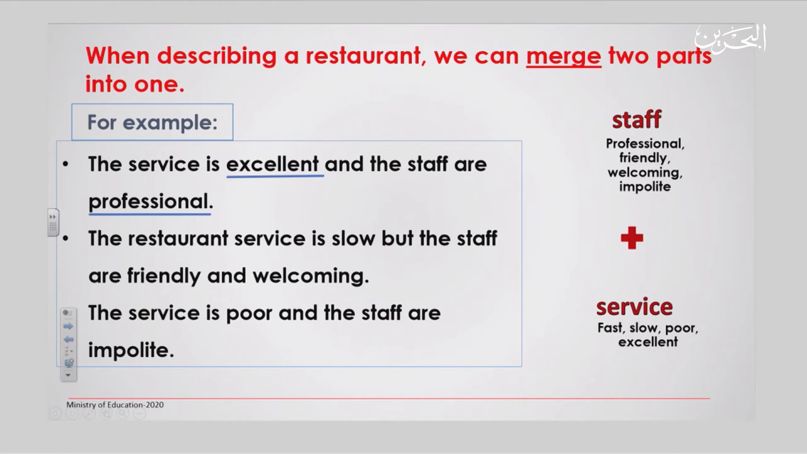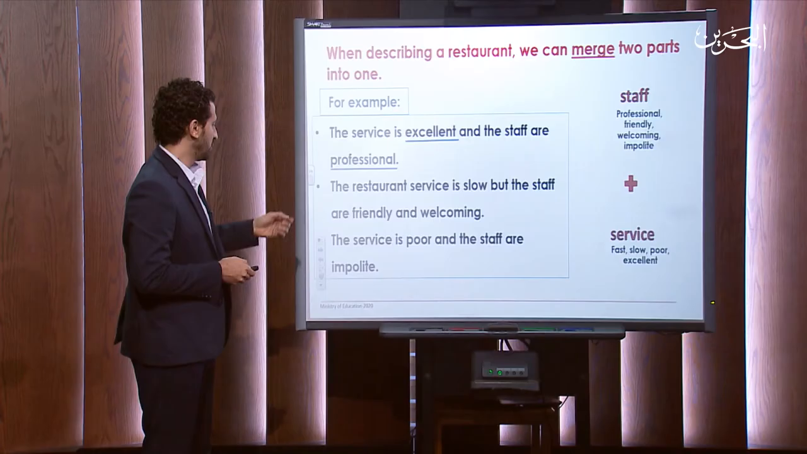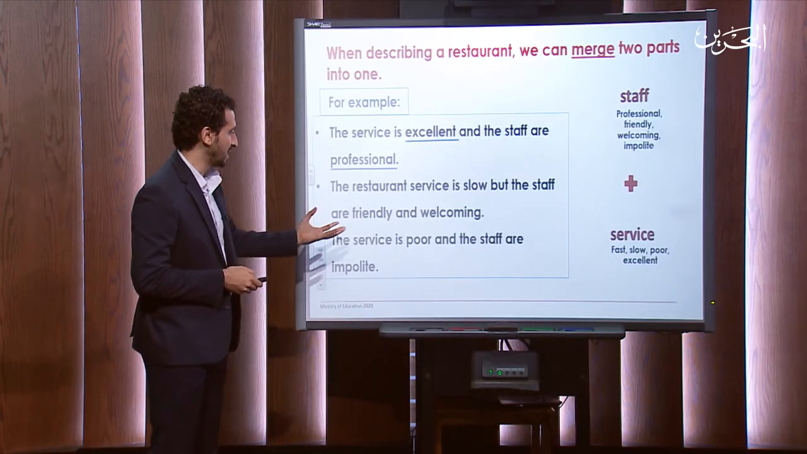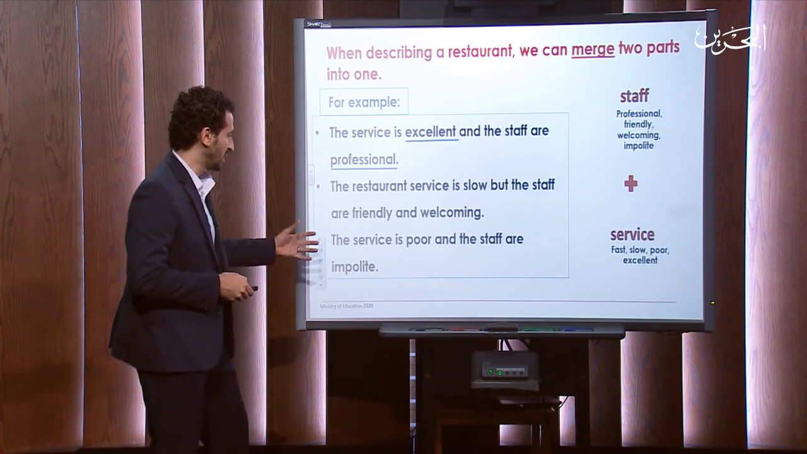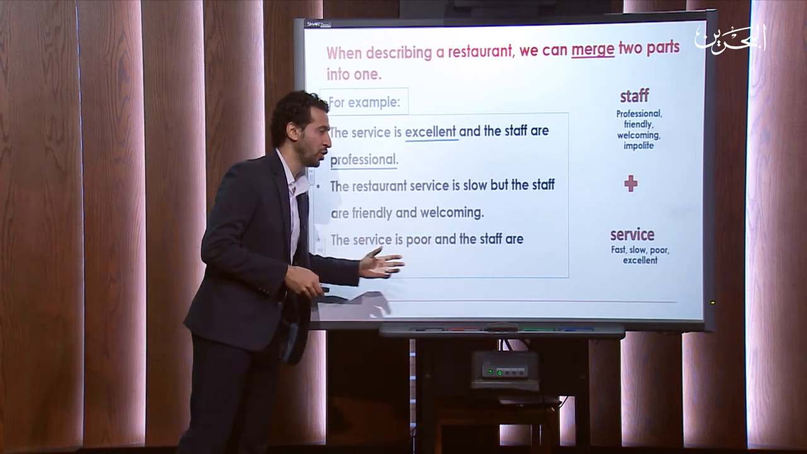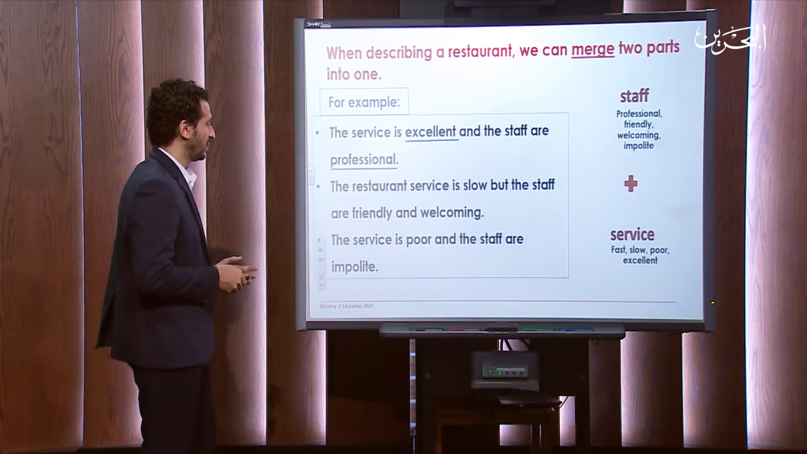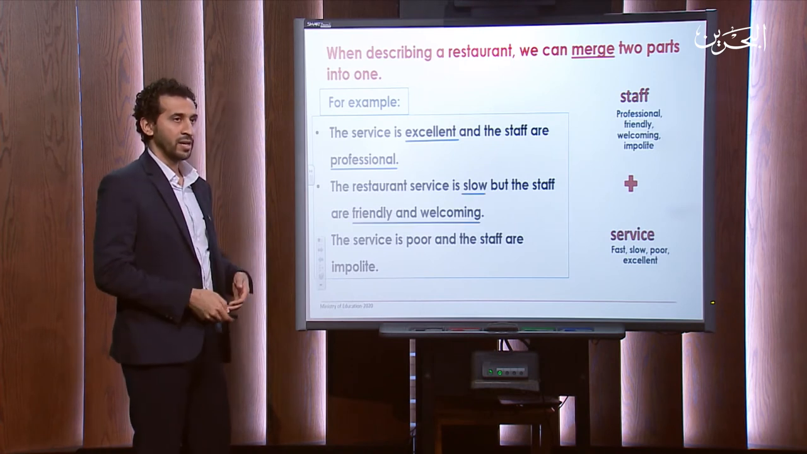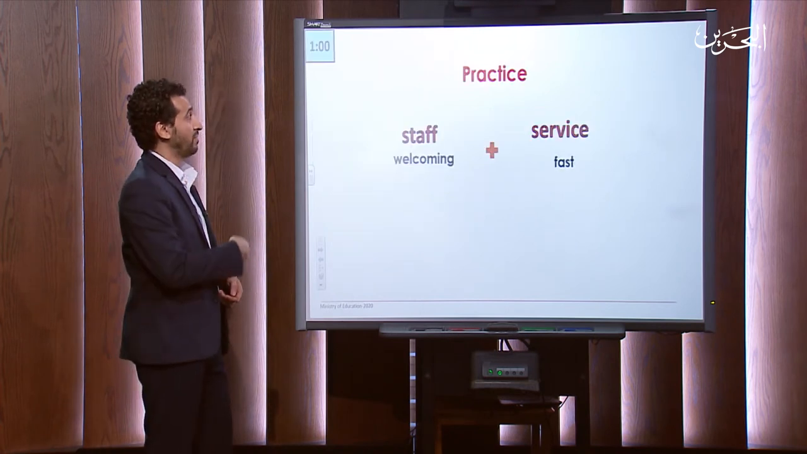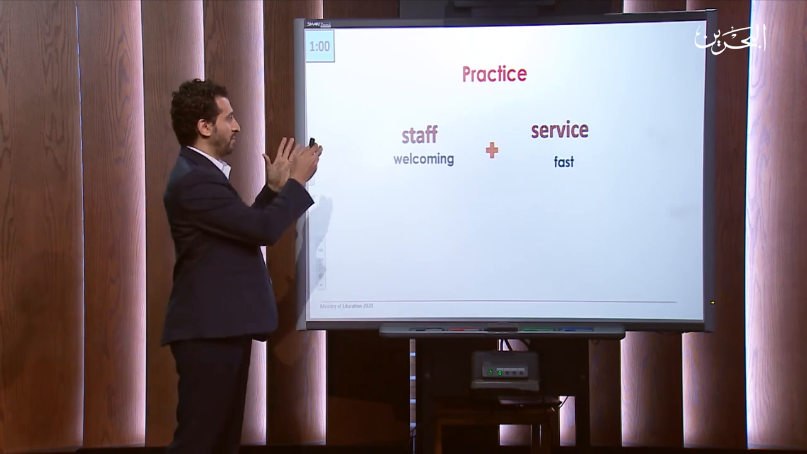Again, remember, we're talking about staff here. We're talking about the people who work in the restaurant. So what about the last one here? The service is poor and the staff are impolite. So this is a negative sentence. You didn't like your experience at the restaurant there. That's why you said poor and you said impolite. Again, let's move and have practice. So again, you have an adjective related to staff and an adjective related to service. You have 1 minute to write down your sentence.